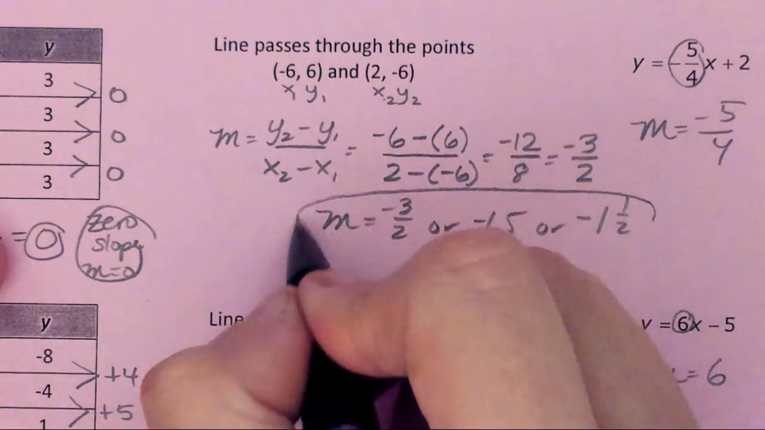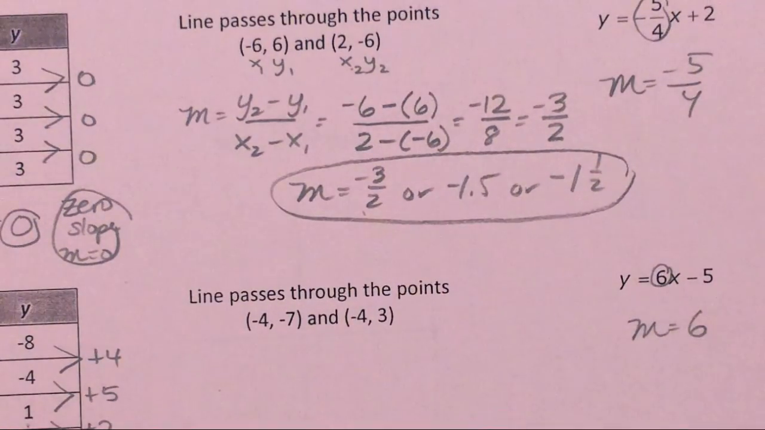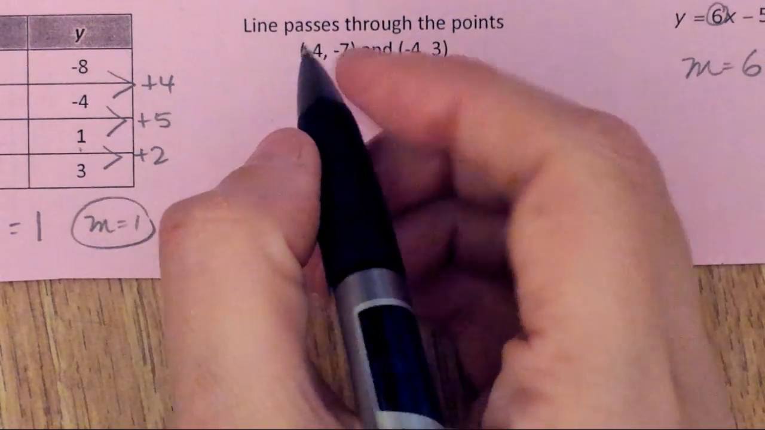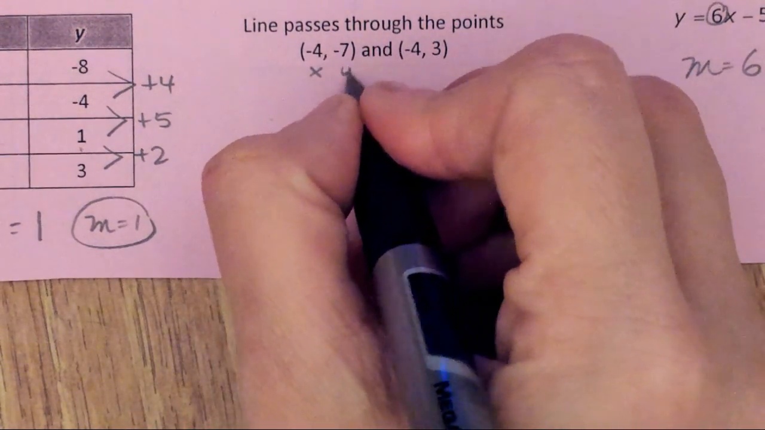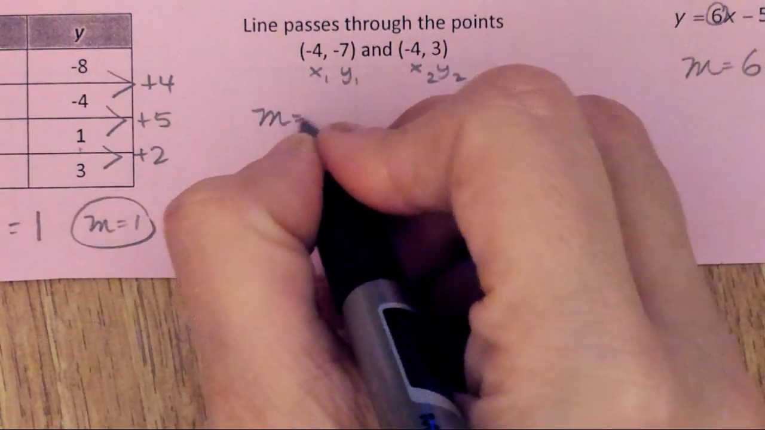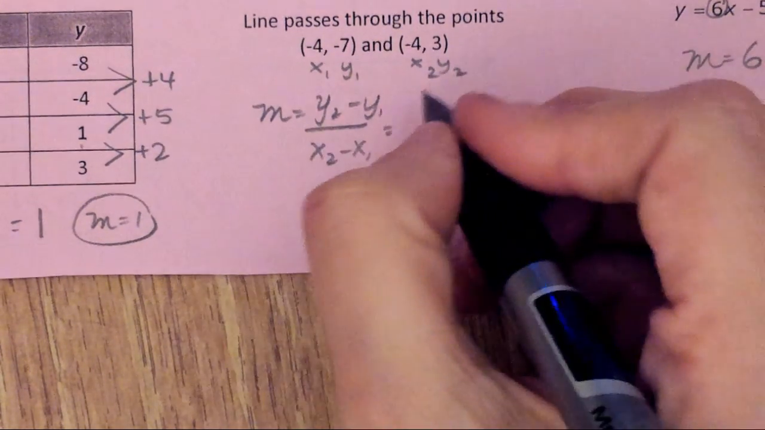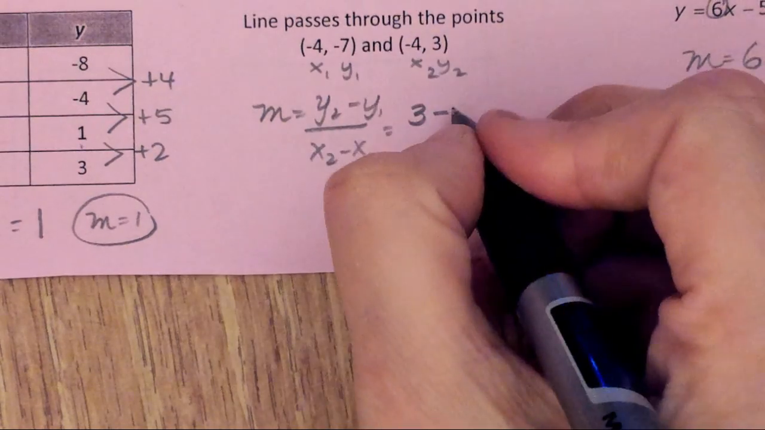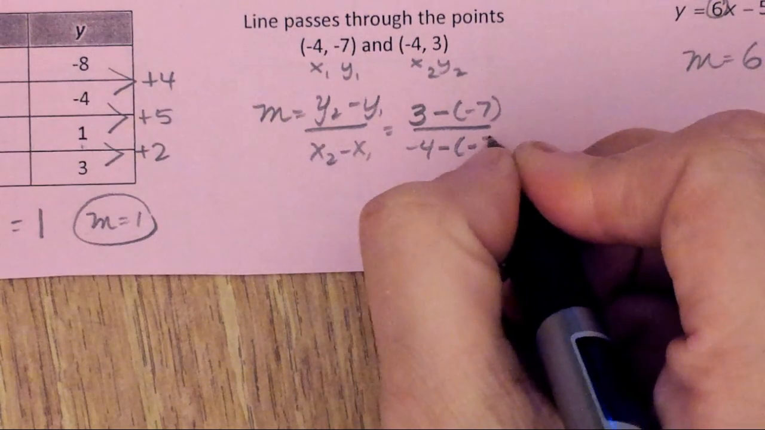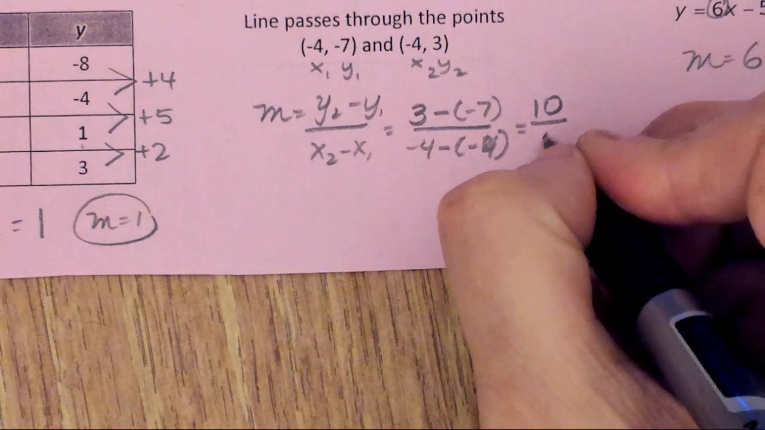Those are all valid. I'm usually going to leave mine like that because, again, I like to be prepared to graph, but none of those answers are wrong. Okay, the last one here is same thing, x, y, 1, 1, 2, 2. Okay, y2 is 3 minus y1 is -7. x2 is -4 minus, -4. And that works out to 10/0.